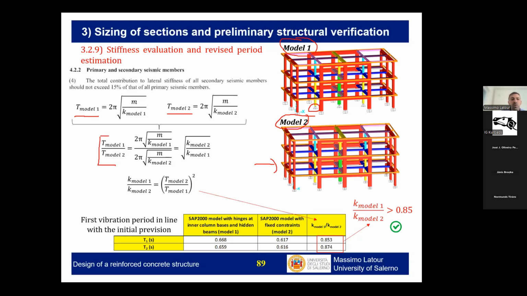If we compare the periods of these two structures, basically the ratio of the periods will be a function of the ratio of the stiffness, because the mass is fixed for the two models. So to control that the difference in the stiffness is not larger than 50%, what I can do is compare the periods of the first two modes in the transversal and longitudinal direction, T1 and T2 that you see here. If they are very close, this means that basically the influence of the secondary framing is not very relevant.